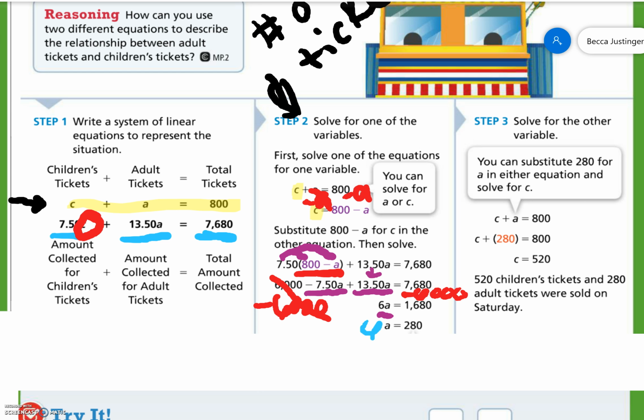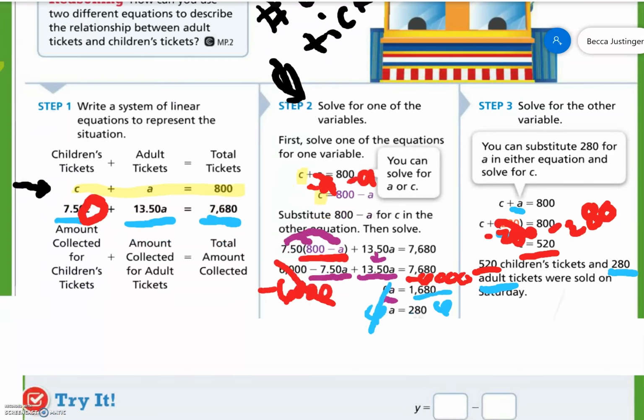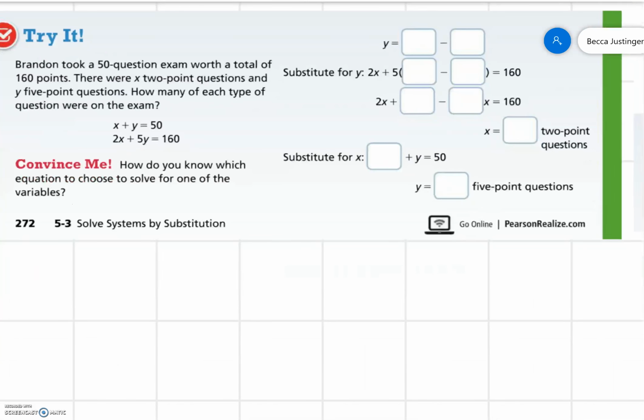To solve for A, divide by 6 on both sides. Cancels out, and A equals 280. So now since we know A is equal to 280, meaning there are 280 adults, we can plug that into the original equation talking about the number of adult tickets versus children's tickets and solve for C. So C plus 280 equals 800, so we're going to subtract 280 from both sides. This cancels out, and C equals 520. So there are 520 children's tickets and 280 adult tickets. That is our solution. All right, let's try it.